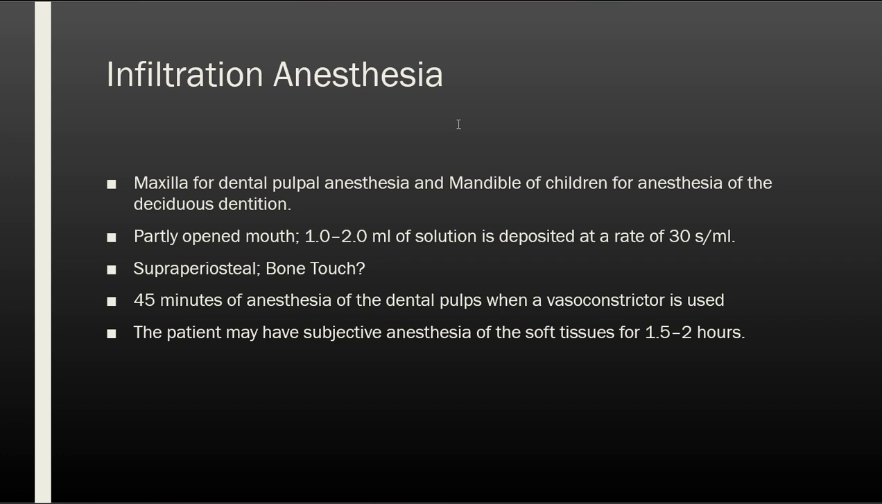Now, infiltration is mainly for the maxilla and for dental pulp anesthesia or extraction, and for the mandible in children. We need the patient to be partially open. We deposit 1 to 2 milliliters of the solution at a rate of 30 seconds per milliliter. Now it's supraperiosteal, meaning we don't touch bone here. You just give it at the site. Now it can have 45 minutes as a working time for us to do a procedure, and the patient may have subjective anesthesia for like 1.5 to 2 hours. So it's good.